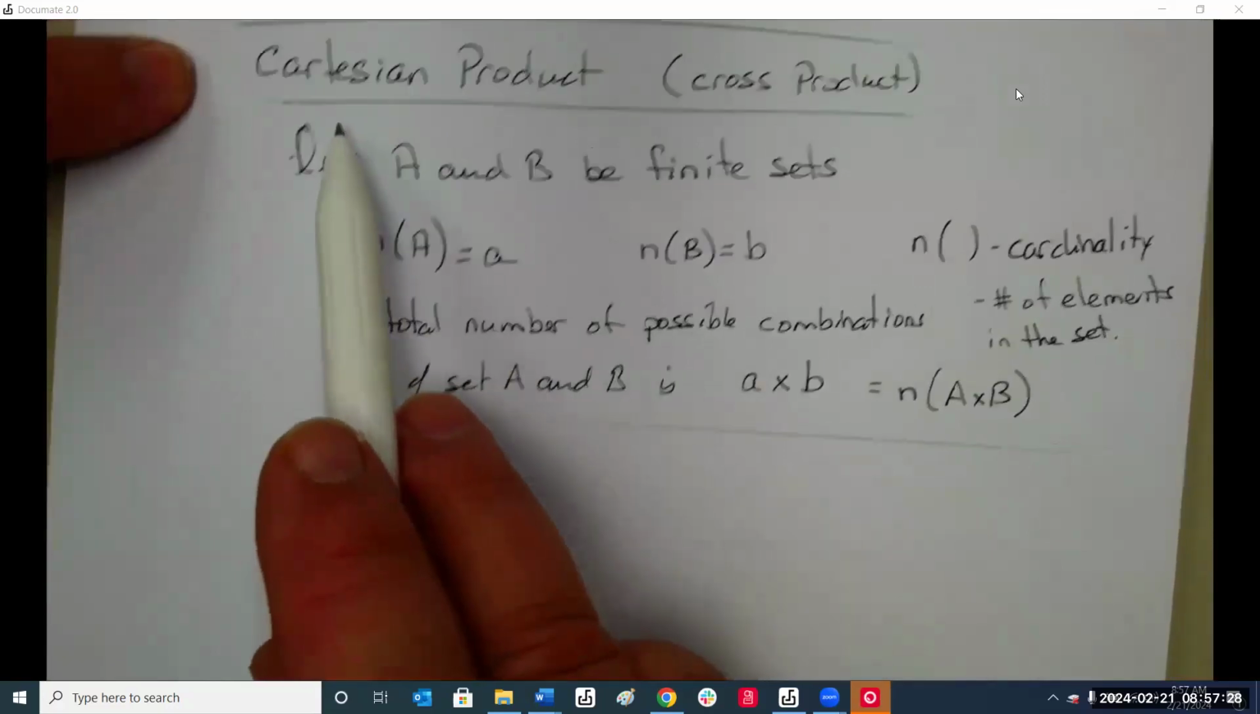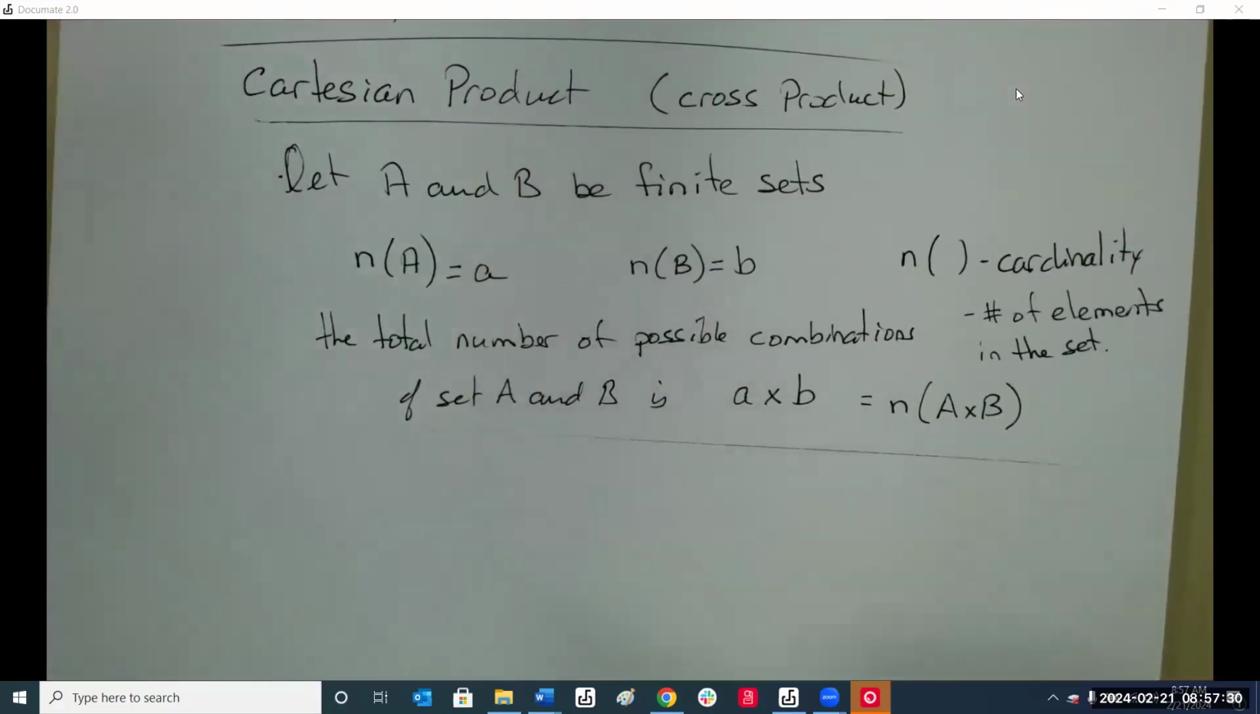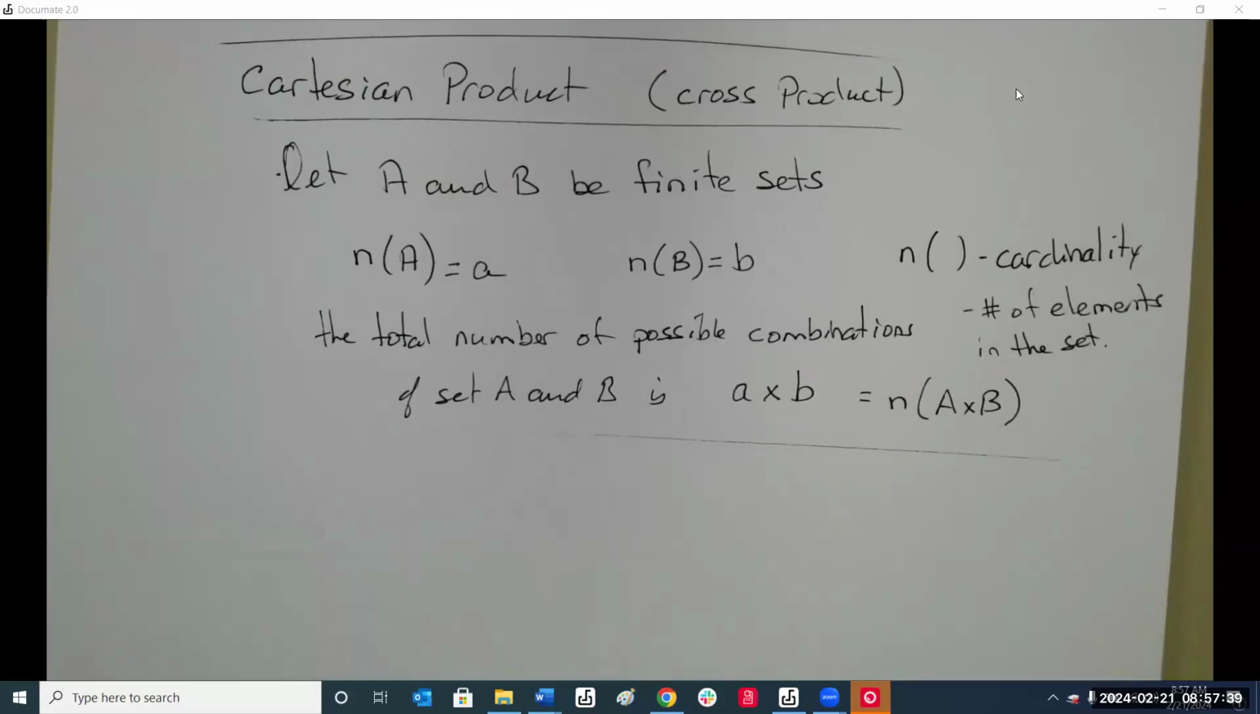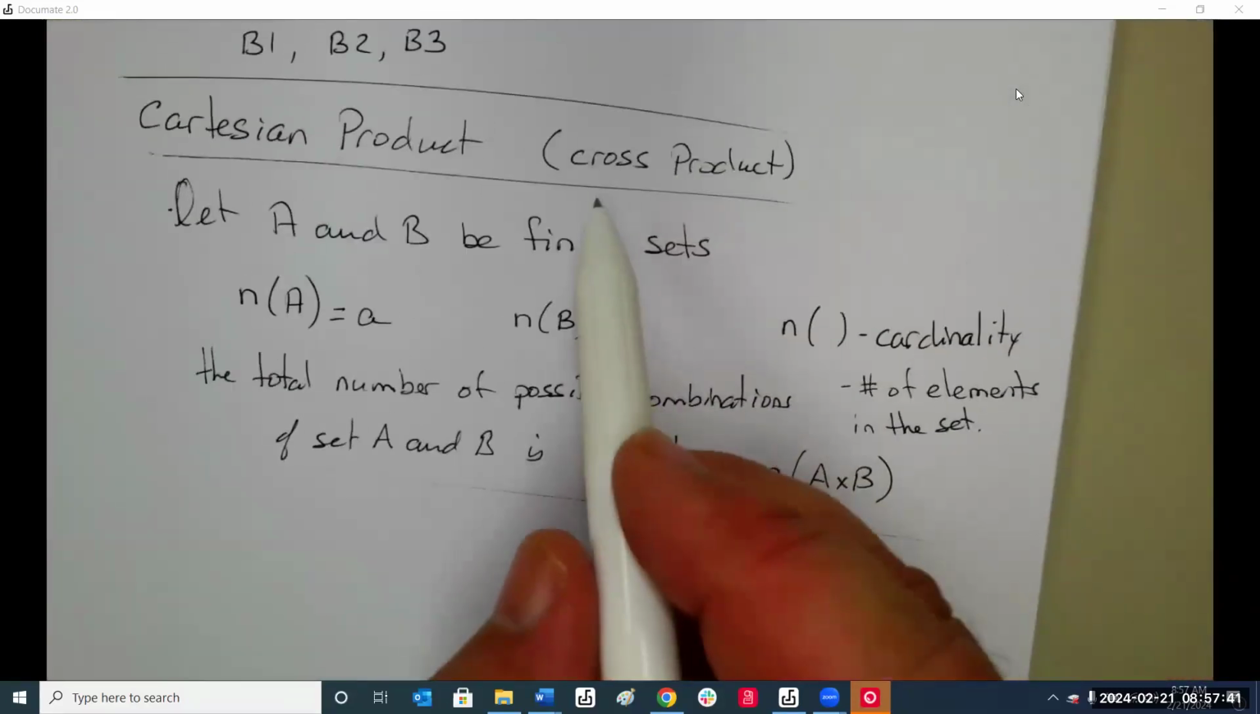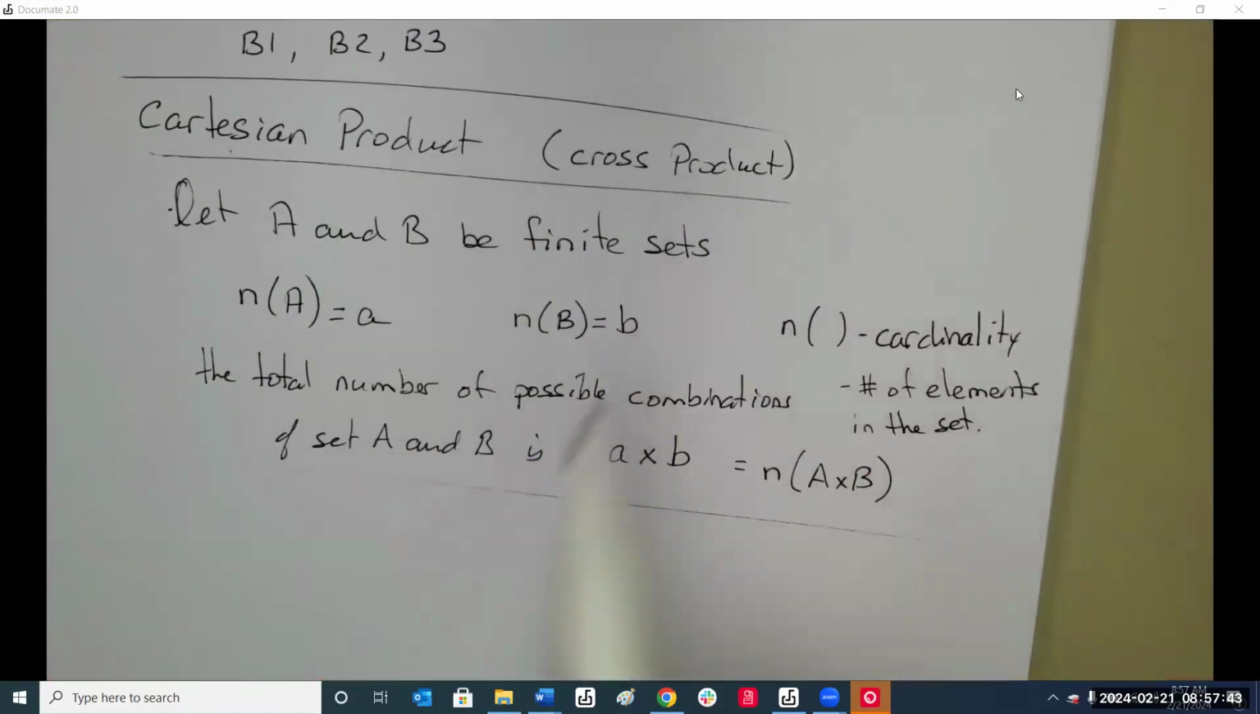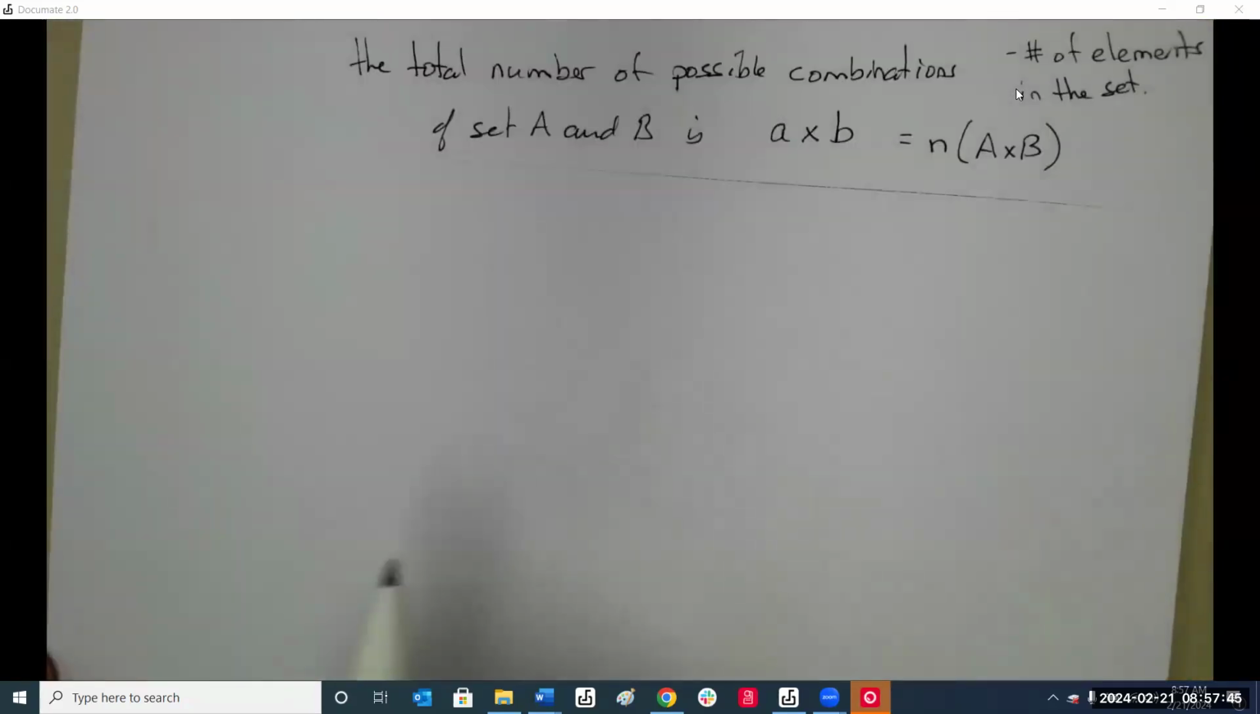Now, the reason it's the Cartesian product is because Rene Descartes invented pretty much the latticework, the matrix work. So it's named after him. Either Cartesian product or the cross product means the same thing.